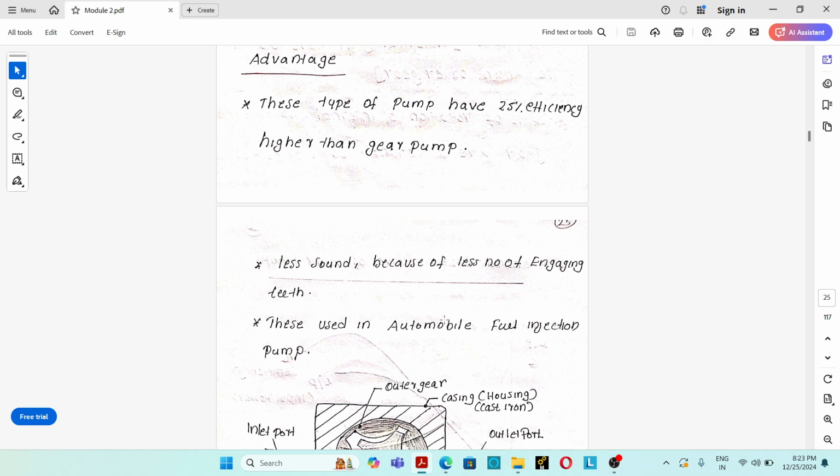So in this section we can wind up. In this section, I have discussed pump definition, classification of pump, pump theory, gear pump, three classifications of gear pump, external gear pump, internal gear pump, and gear rotor pump. Okay, thank you.